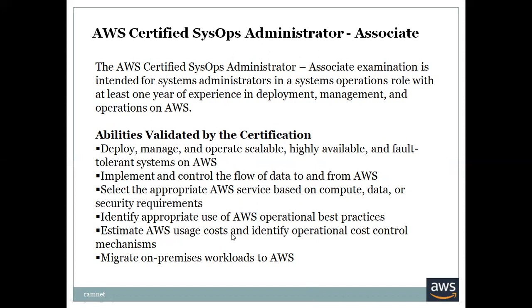And implement and control the flow of data to and from AWS. Select the appropriate AWS service based on compute, data, or security requirements. Identify the appropriate use of AWS operational best practices. Estimate AWS usage costs and identify the operational cost control mechanisms. Migrate on-premises workloads to AWS. Migration has been discussed at the SysOps admin level.